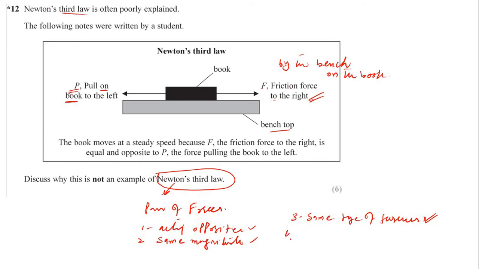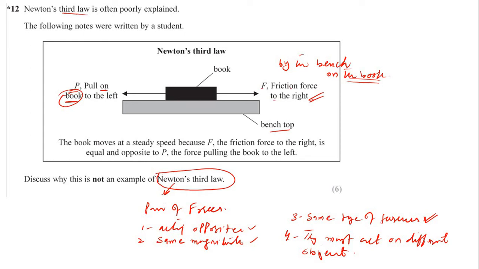But the fourth point is, the forces must act on different objects. Meaning, if one force is acting on one object, the other force must act on the second object. In this case, that's why I said that these statements are important. P is the pull on the book. F is the friction on the book. That means P and F are not Newton's third law pair of forces, because both are acting on the book.